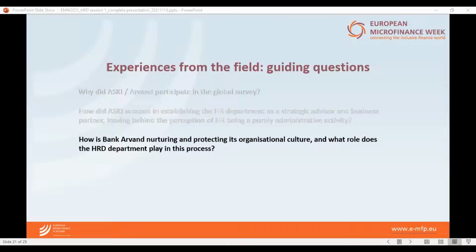Organizational development shows us that really trust, shared values, and open communication are key to implement business strategies. How is Bank Arvand nurturing and protecting its organizational culture? And what role does the HRD department play in this process?